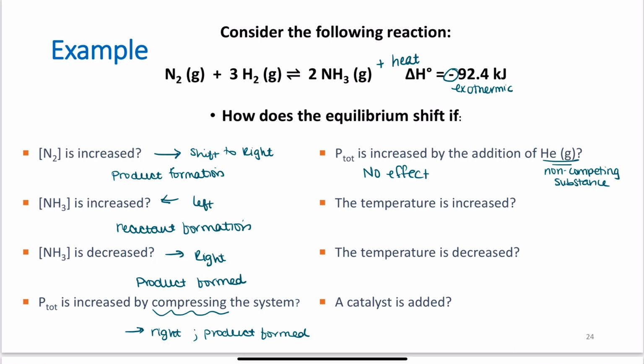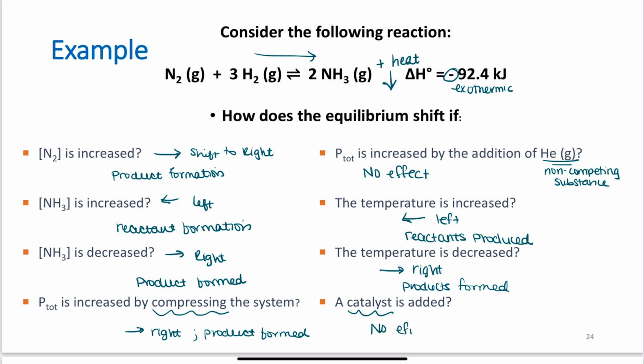What if I increase the temperature? Well, I know heat is a product. I'm increasing the temperature here, which means I'm shifting the reaction the other direction. It's going to go to the left and produce reactants. If I decrease the temperature, my heat's a product. Now I take away one of my products. I need more of it. It's going to shift to the right and produce products. And catalyst, no effect.